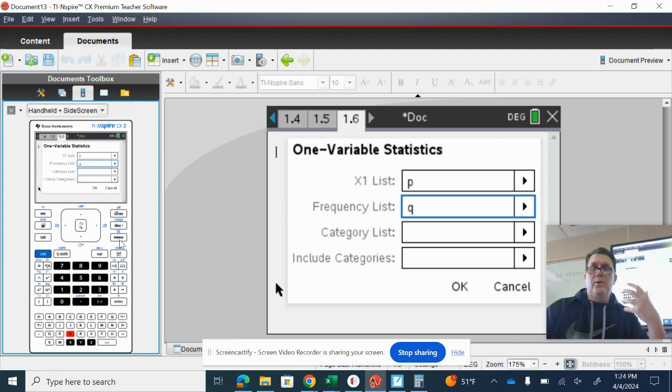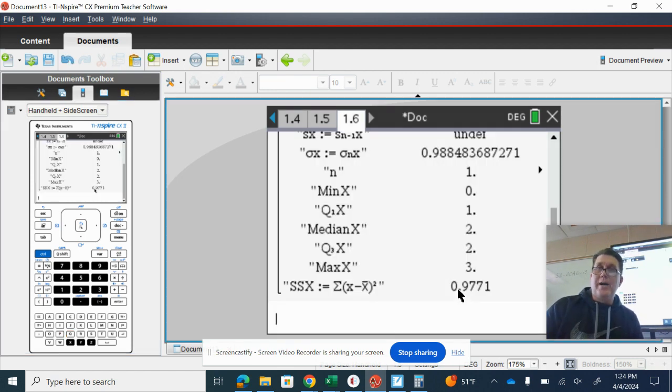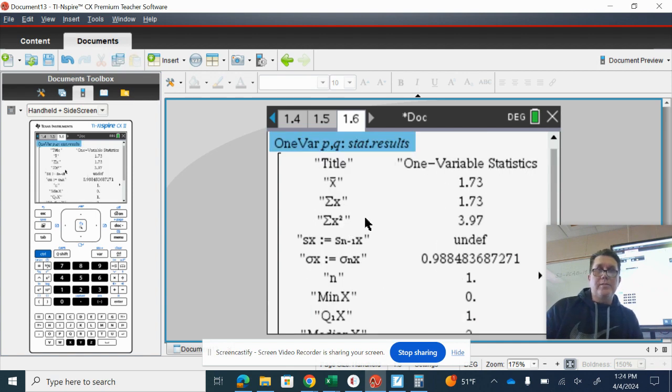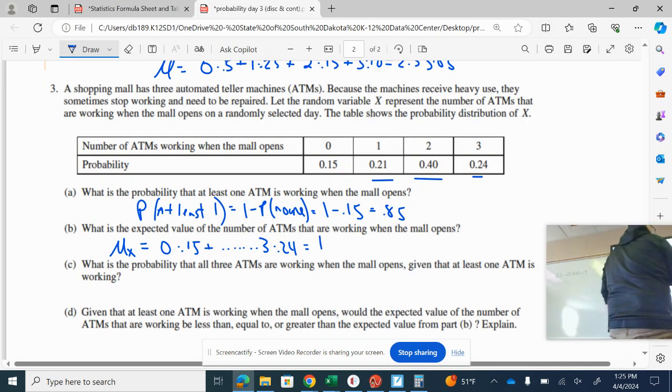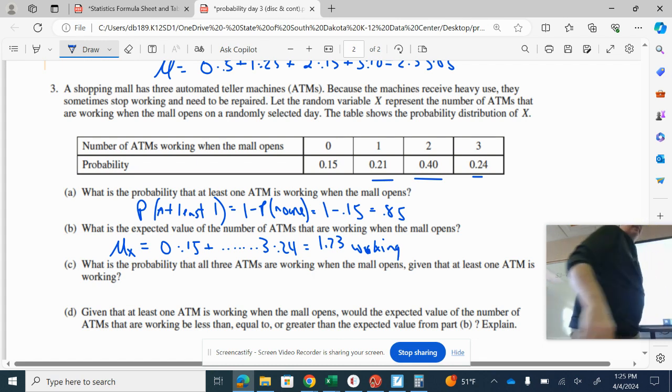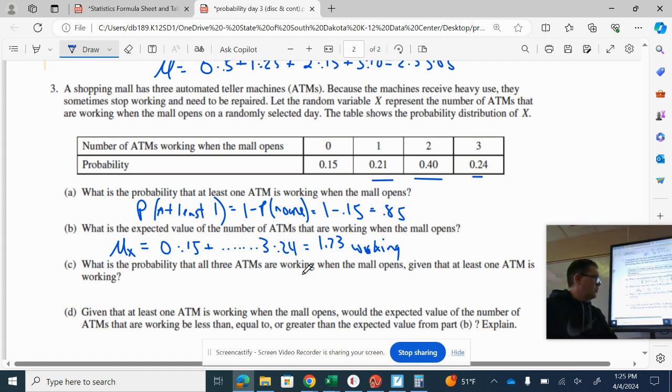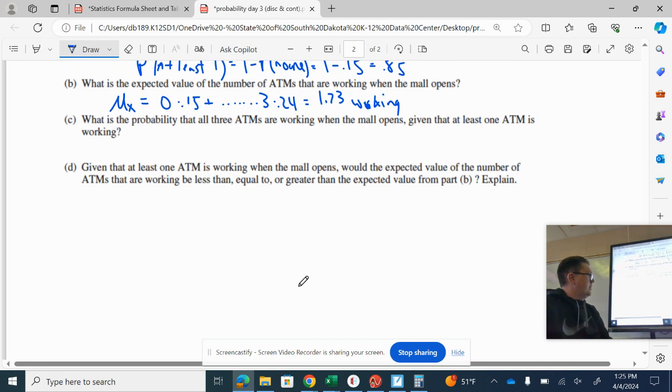My frequency list, though, if you don't put it in there, then it's just simply going to average the 0, 1, 2, 3, and you're going to average 1.5. So if you get 1.5, you forgot to put the frequency in. The frequency will make the mean come out to be 1.73. So we expect 1 or 2 working. Not much more than that, but you do need to learn to show the work. So you got to know that formula enough to be able to manipulate it.